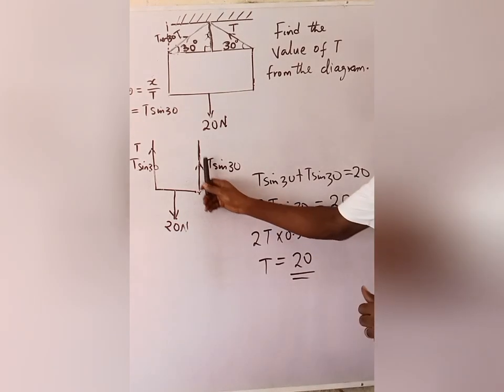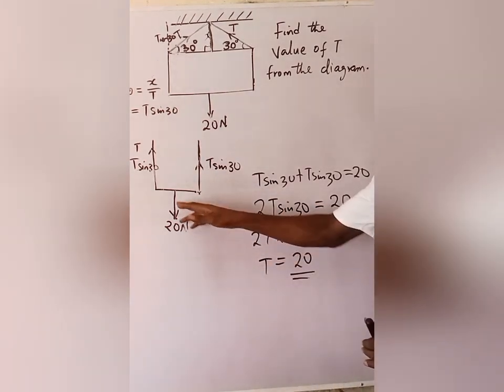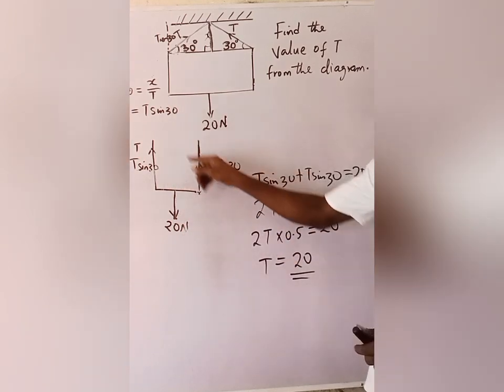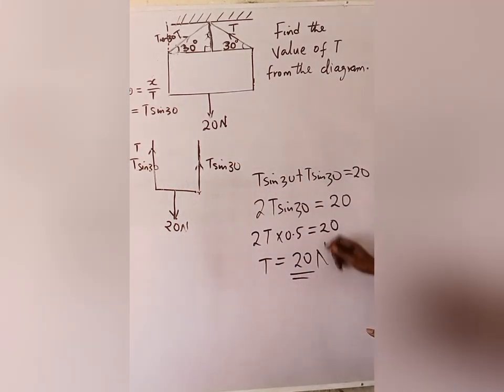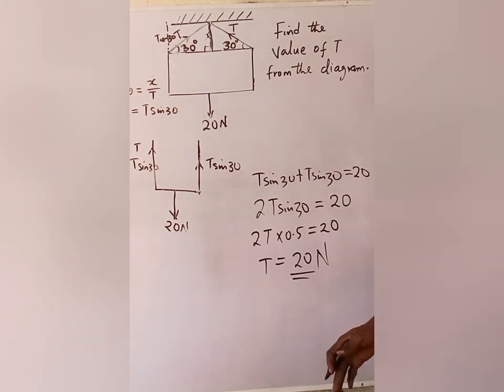Remember that the units have to be consistent. So this is 20 Newton. Then the tension in the strings have to be the same. So we have Newton. This is very simple. Don't run away when you see this type of question. I promise you, it is very simple.